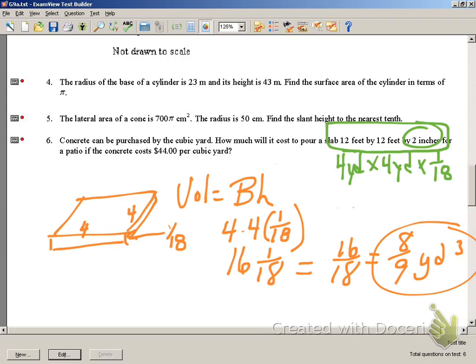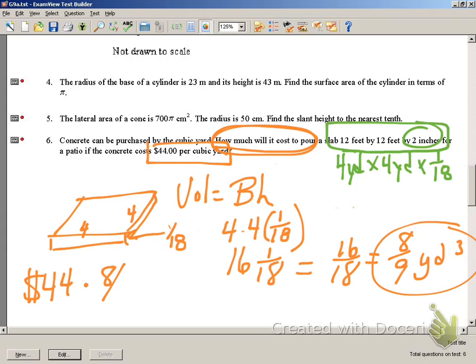No. The question finally asked, how much will it cost? If 1 cubic yard equals $44, how much will this 8/9 of a yard cost? So we're going to say 44 times 8/9. That gives us an amount of approximately $39.11, which is how much it would cost to pour that slab of concrete. And that is our startup for week number 12.